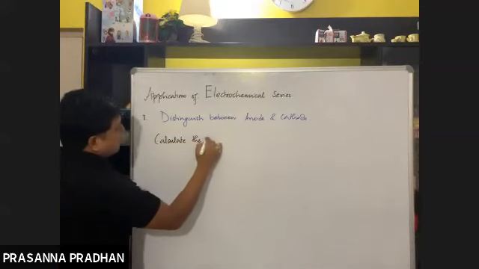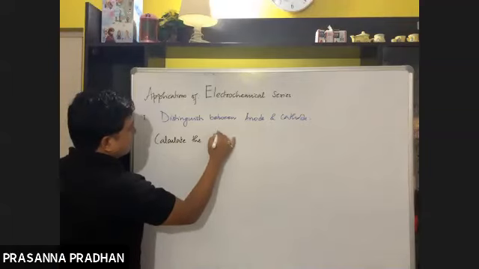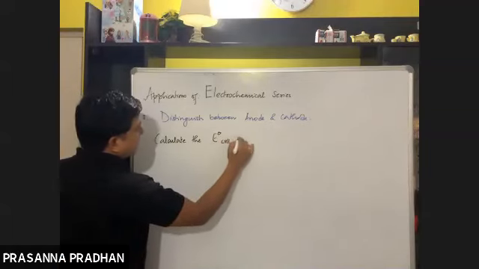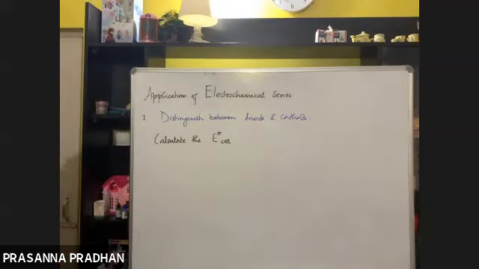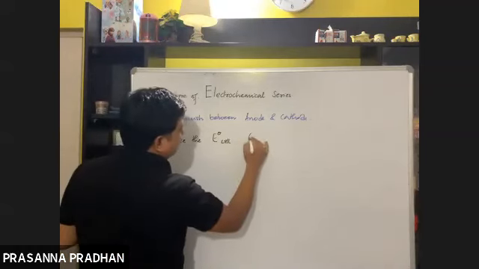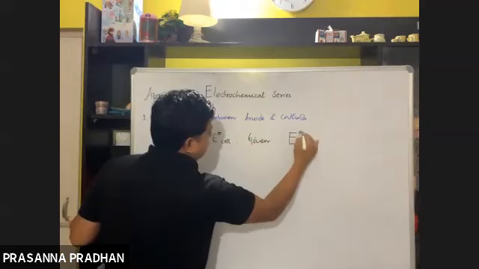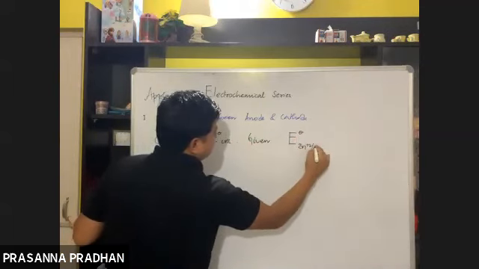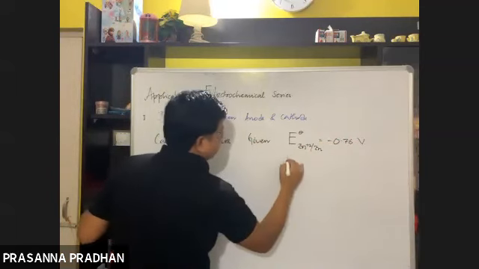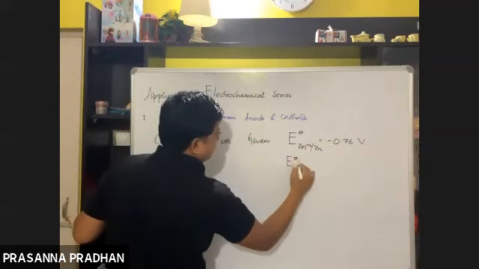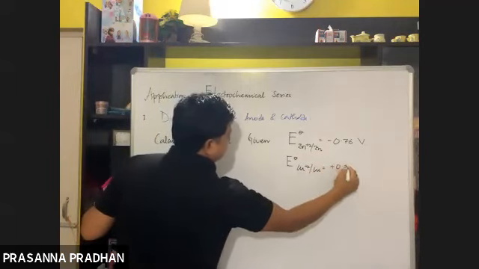Calculate the standard cell potential. It's given the standard reduction potential of the zinc electrode. What is the value? Minus 0.76 volt. It is given. Copper electrode, what is the value? Plus 0.34 volt.